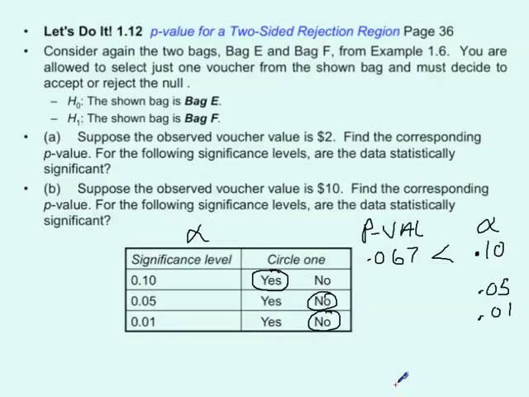Now, I went through that pretty quickly, but it's a lot like LDI 111. It's just the two-sided rejection region that's the difference here.